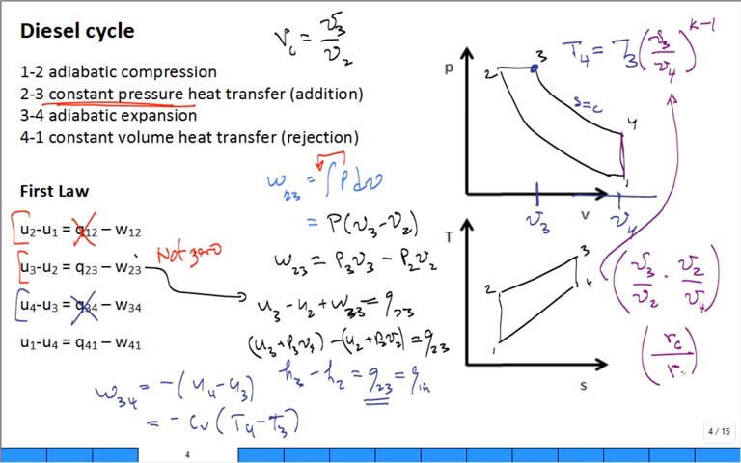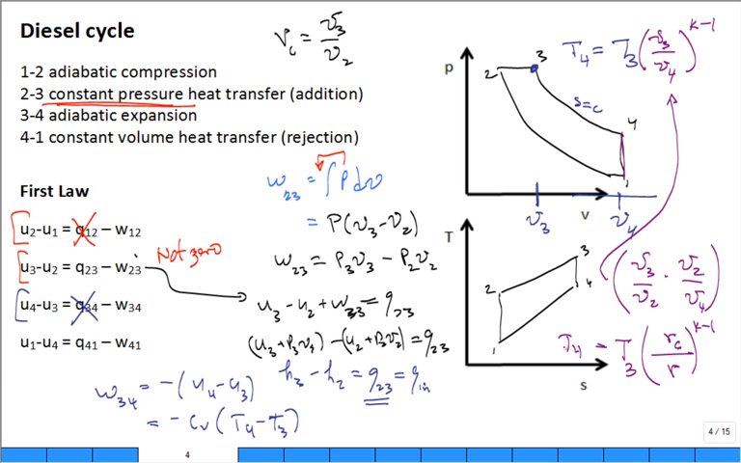That's right. So this will be T3 to the cutoff ratio divided by the compression ratio to the K minus 1 power. So this gives us the temperature of 4. Just a little more work than the Otto cycle, but it's the same equations. All right.